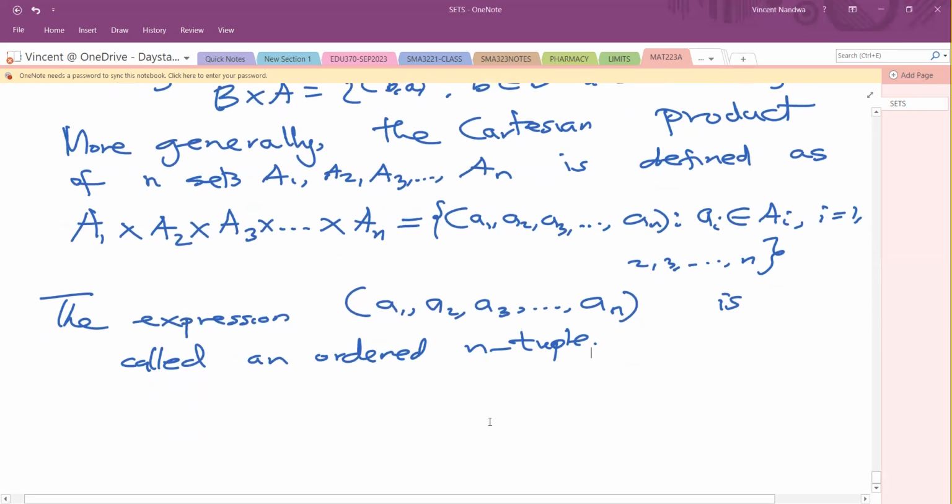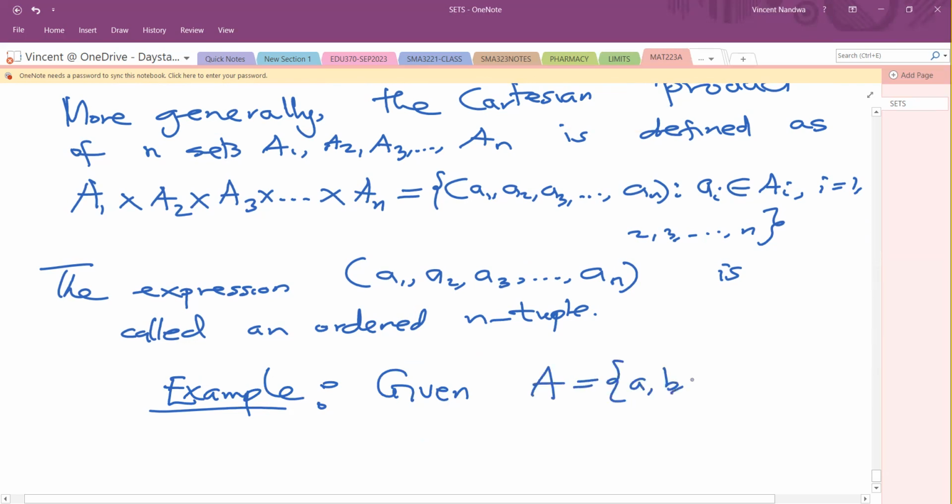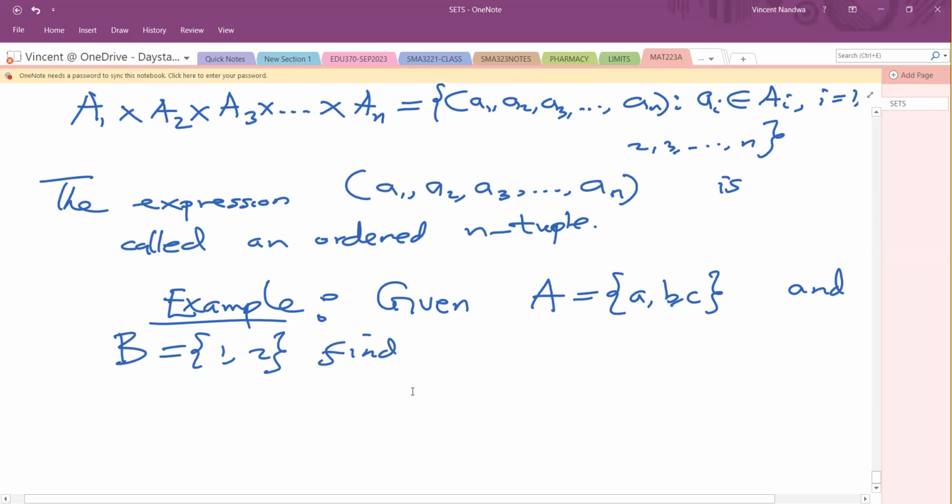So then let's make an example. So given that A is {a, b, c} and B is {1, 2}, find the Cartesian product of A and B, and then the Cartesian product of B and A.